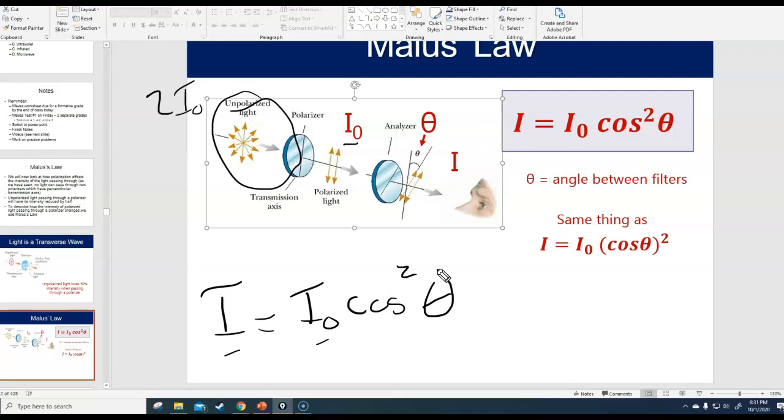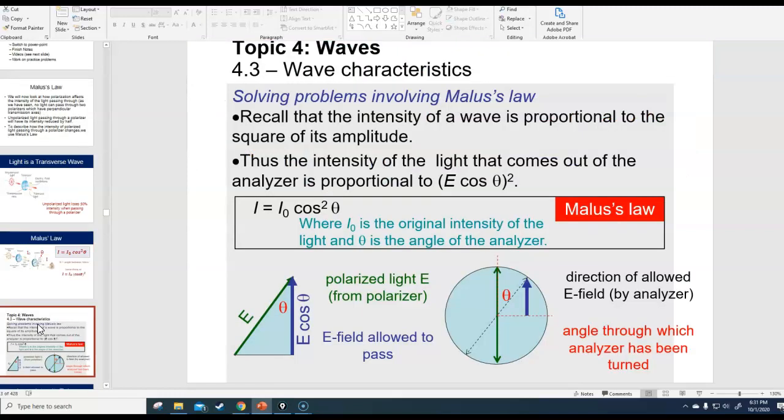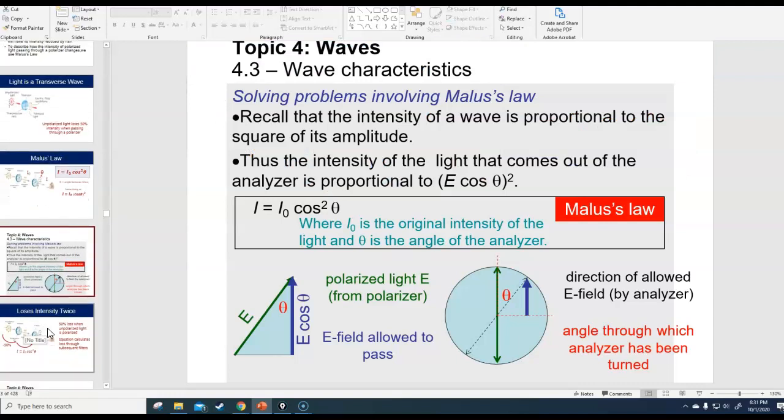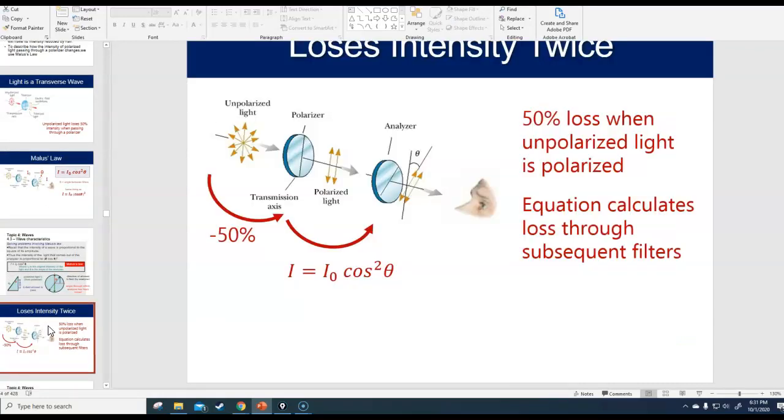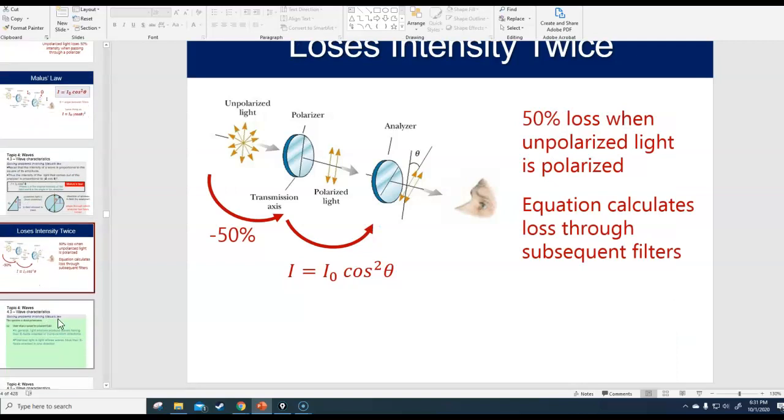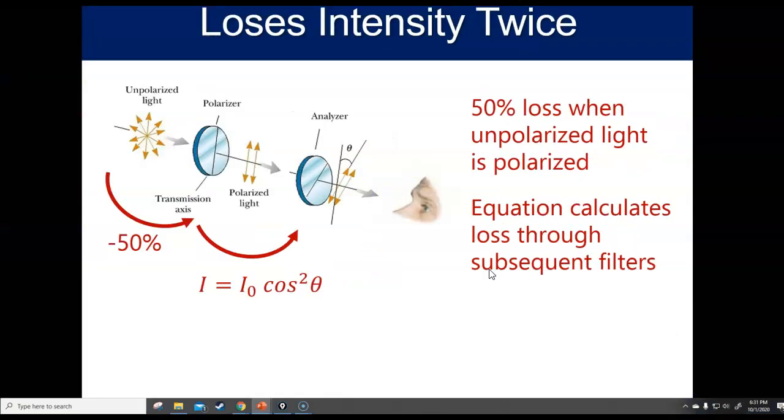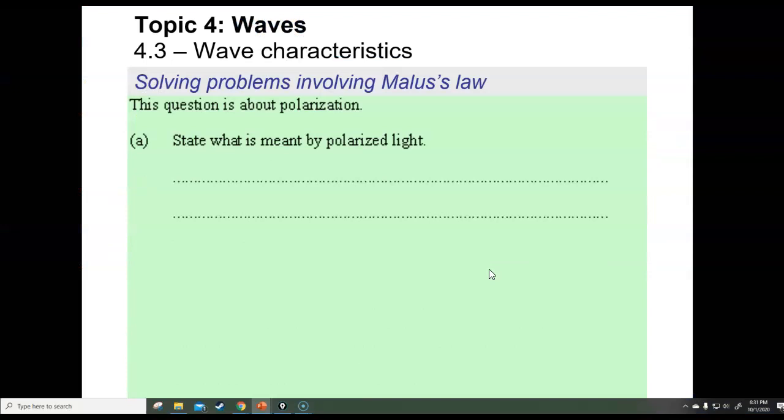So if theta was 0 here, then I and I naught would be the same. They would be equal. So that is Malus's law. Pause it there if you need to look at that. Let's just do some quick examples. Example 1: state what is meant by polarized light. Pause it here and try to answer this question on your own.